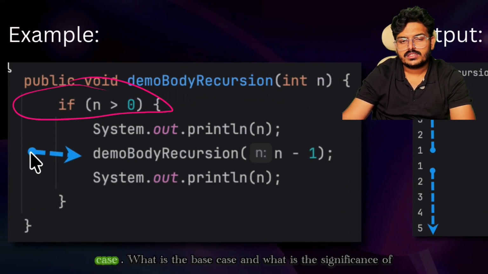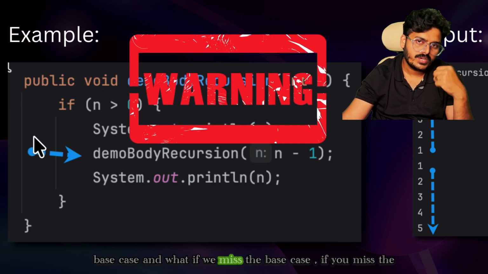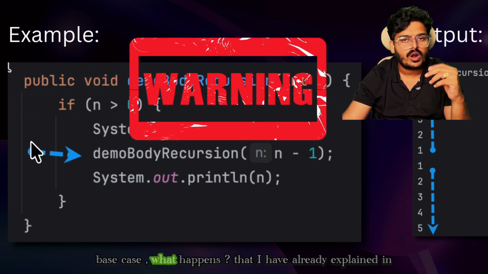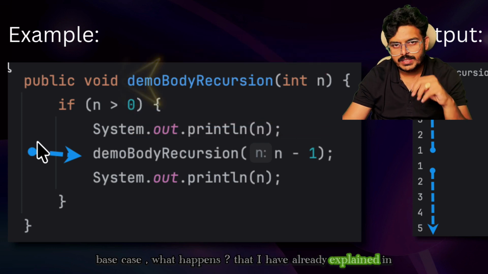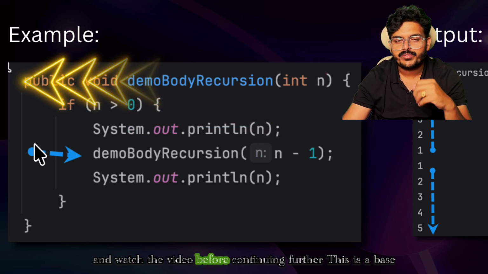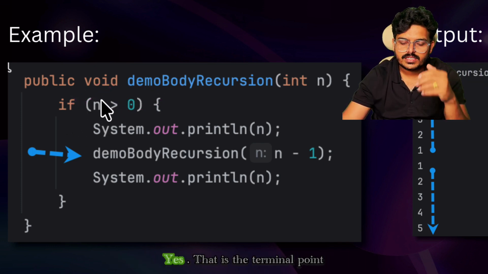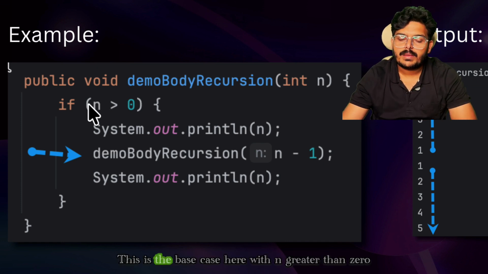See, here's the base case. What is the base case and what is the significance of the base case and what if we miss the base case? If you miss the base case, what happens? That I have already explained in my previous video. If you did not watch the video, please go and watch the video before continuing further. This is the base case here. If n greater than 0. What if n is equal to 0? Yes, that is the terminal point. This is the base case here.